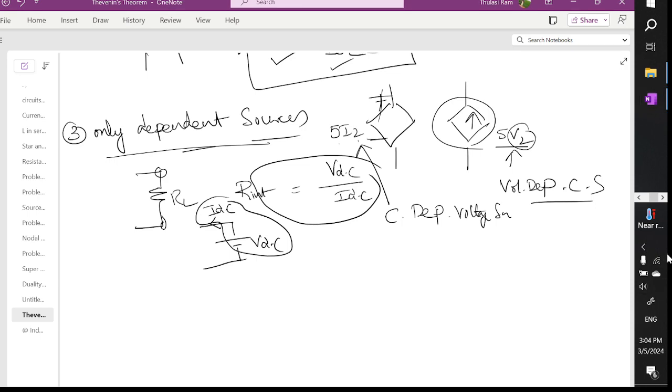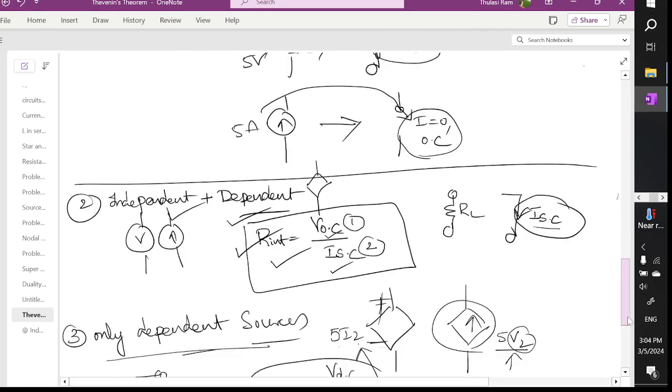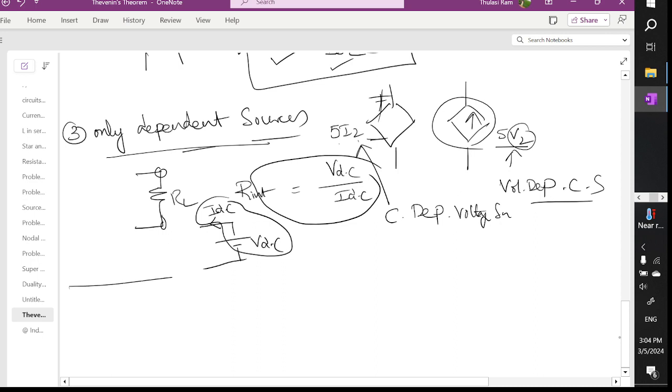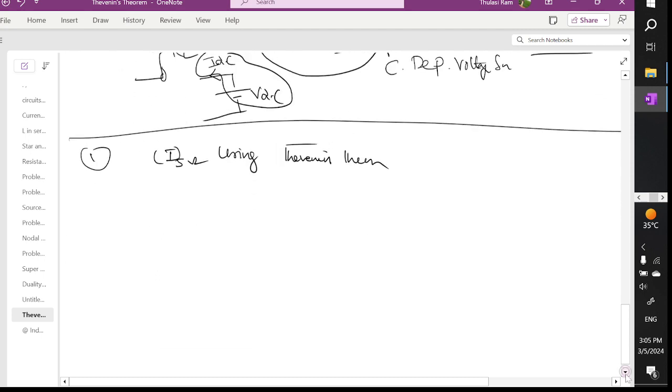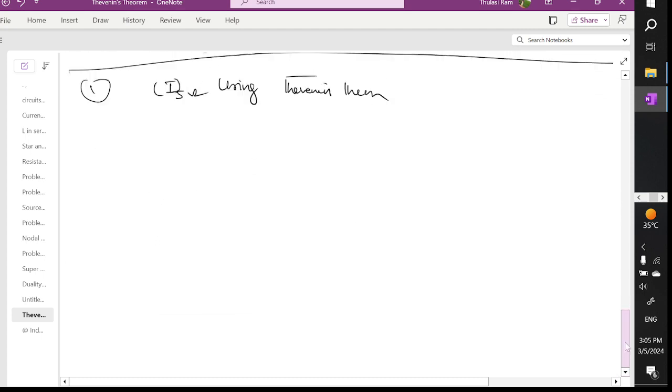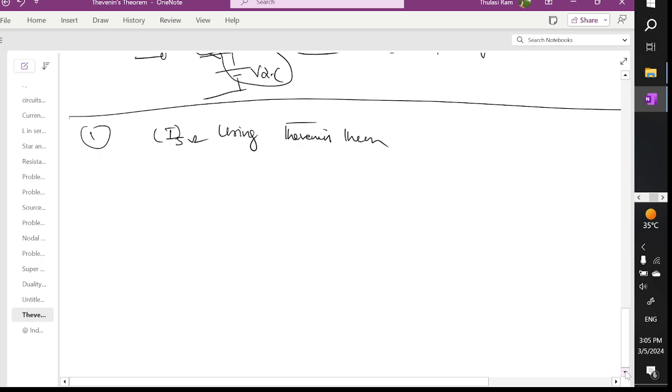Let's try to solve one problem to understand our concept well. Let's write down the first problem. Determine the current through the 5 ohm resistor using Thevenin's theorem. Find the current through the 5 ohm resistor using Thevenin resistance.